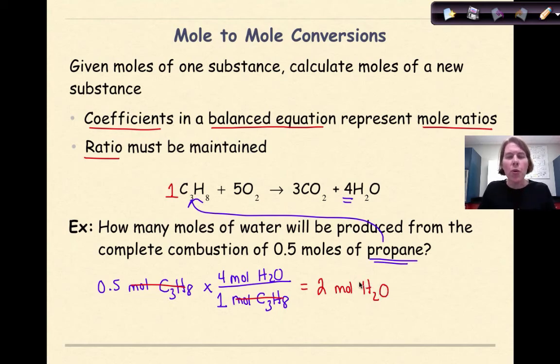So incredibly important to know that gram formula mass is not used. You need an equation. It needs to be balanced correctly. Then you need to look at your mole ratios. Let's do some more examples.